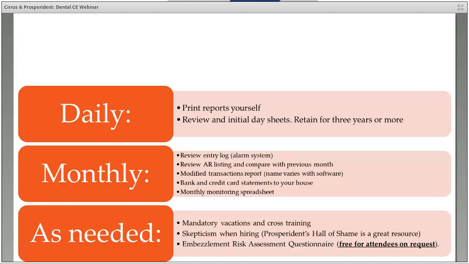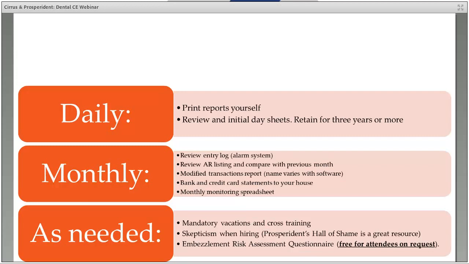What you may not know is there's a second report in your software, and the name varies a little bit depending on which software you use. It's called something like a modified transactions report. And that shows where somebody has gone in and changed something, and that is inherently risky. So it's a good place to look, and probably more productive than looking at the audit trail.